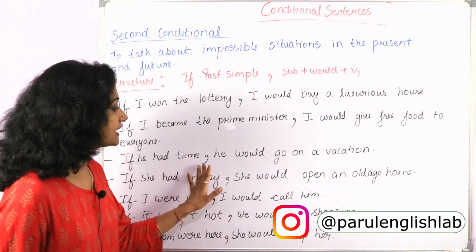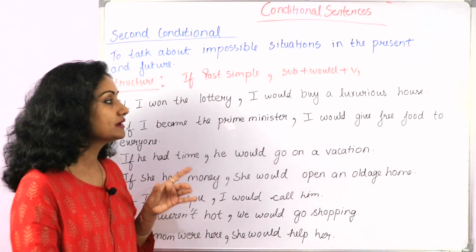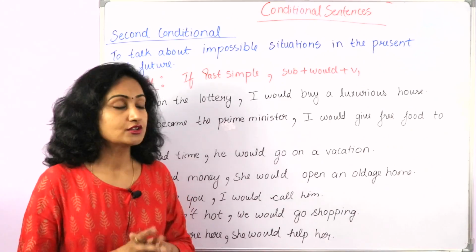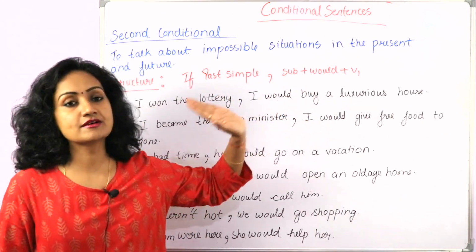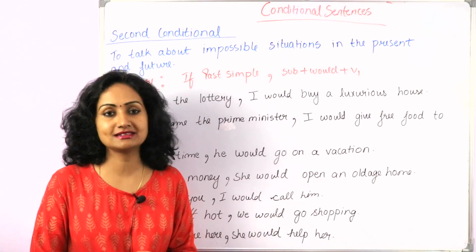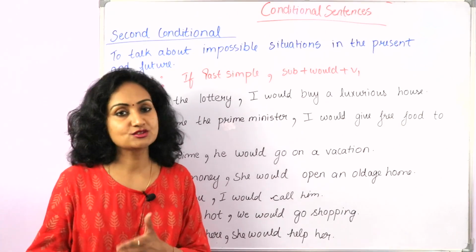If he had time, he would go on a vacation, or he would go on a vacation if he had time. So these sentences can be inverted. The meaning will remain the same. Don't forget the rule. You just have to keep the rule in mind, and then you will never make any mistake with these sentences. Now next is third conditional. Let's move on to that.